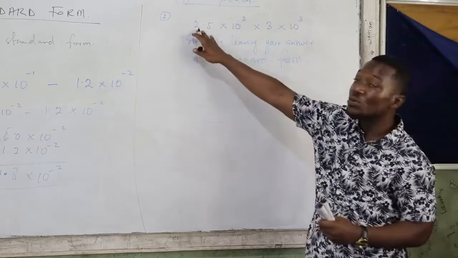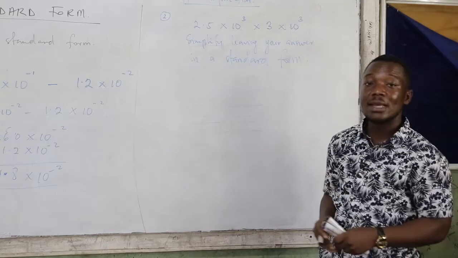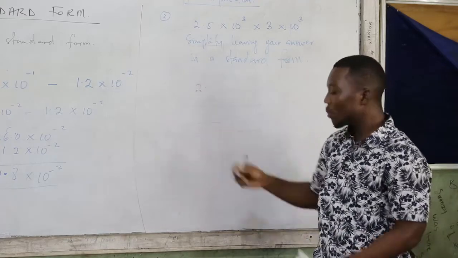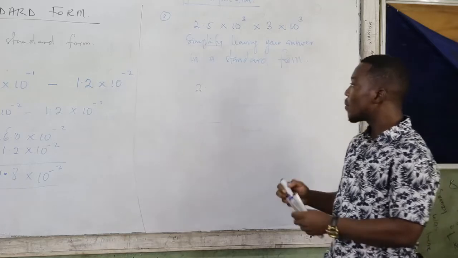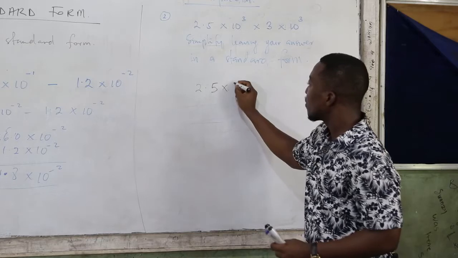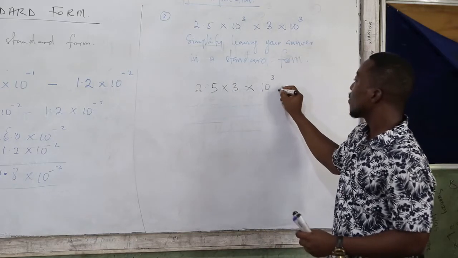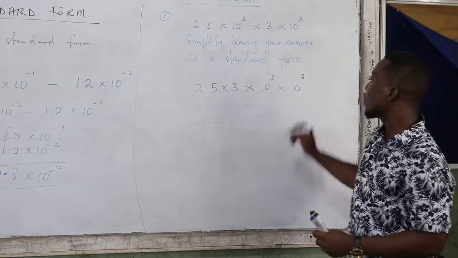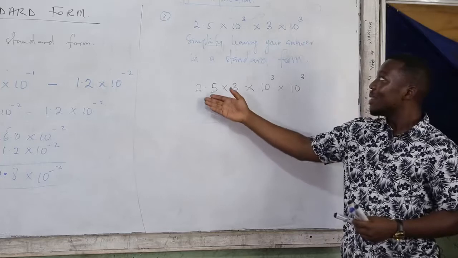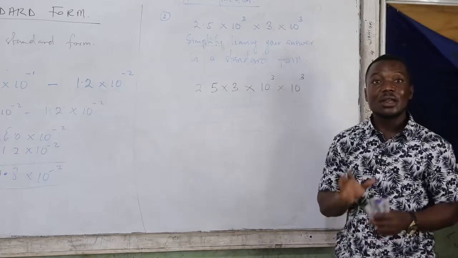So here we have this 2.5 is going to be multiplying by the 3, and these two look alike. They are going to play with each other. So let's try. Good. Now this is very easy to multiply, the first two. So let's look at the multiplication.